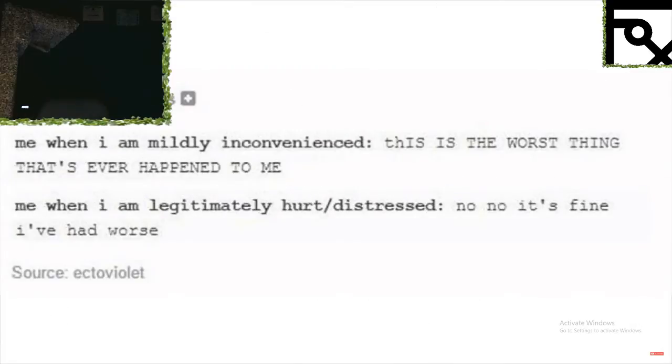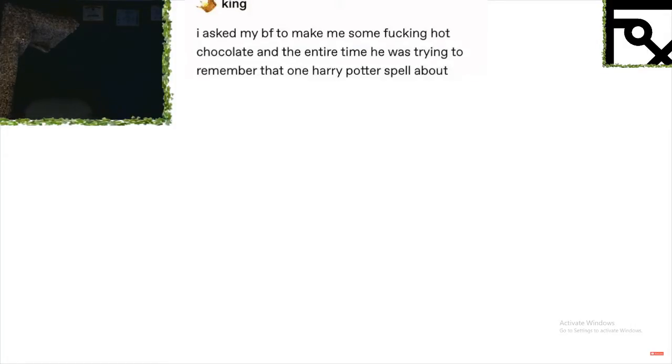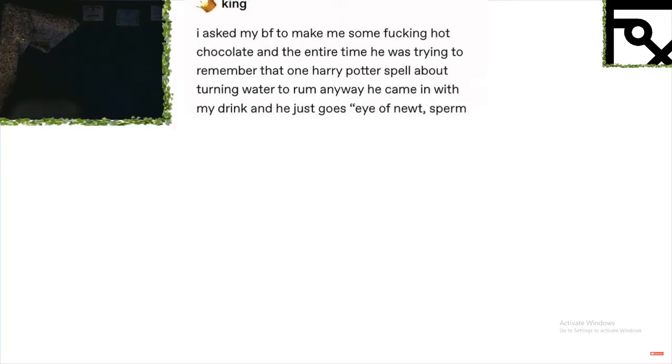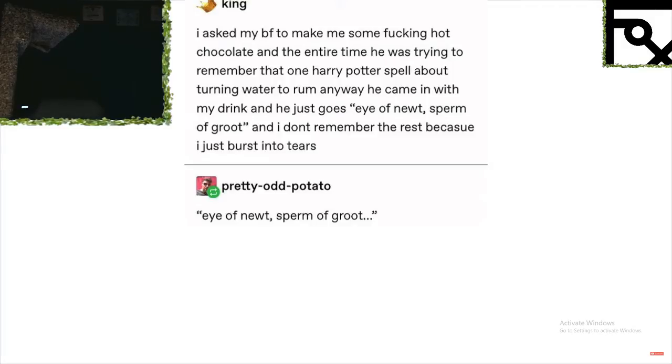No, it's fine. I've had worse. I asked my BF to make me some hot chocolate, and the entire time he was trying to remember that one Harry Potter spell about turning water to rum. Anyway, he came in with my drink and he just goes, "I have Newt, sperm of Groot," and I don't remember the rest because I just burst into tears. I have Newt, sperm of Groot.